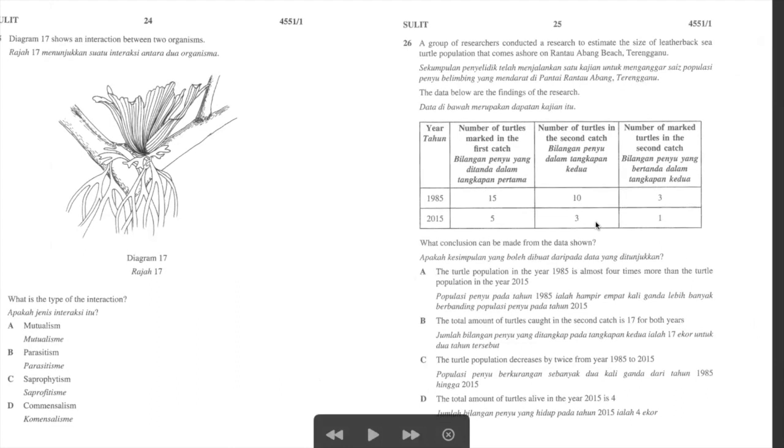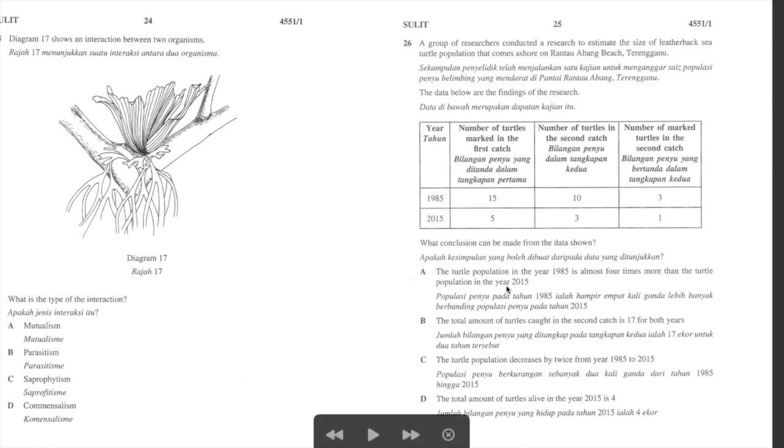Okay, 26. Awak tengok ni. Tangkapan pertama, tangkapan kedua. Okay, the number of marks. Okay, yang ni adalah teknik, okay, untuk kita kira population. Okay. So what is the conclusion can be made from the data shown? Okay, 26, jawapan dia adalah A.